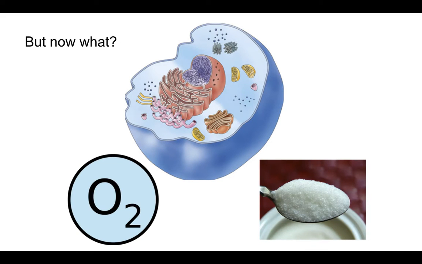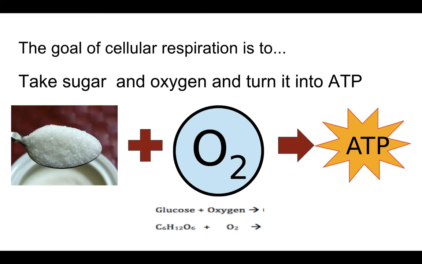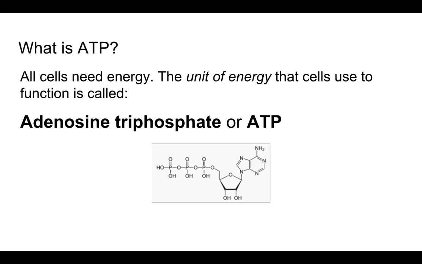But now that the oxygen and sugar are at the cells, what do we do now? Well, that is, in fact, the next step. That's cellular respiration. And the goal of cellular respiration is to take sugar and oxygen and turn it into ATP. As you may recognize, this is the first part of your equation, which is the reactants section of the equation. And what is ATP?